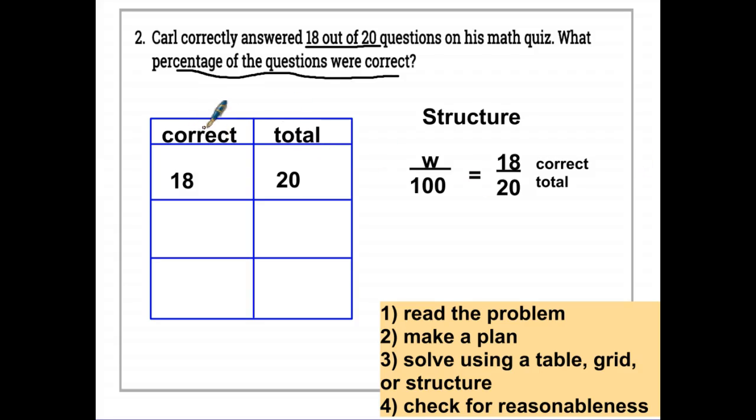Taking a look at this side, this is how many he had correct. This was the total. You want the percentage of the questions correct. This is his total. You know that you need to get a decimal fraction. So this is going to be 100. Now, you're going to think, what did I multiply the 20 by to get 100? And then that's what you're going to do on this side here. So take a look at what you need to complete here and fill in what you think this number would be. And then we're going to take a look at the structure side.